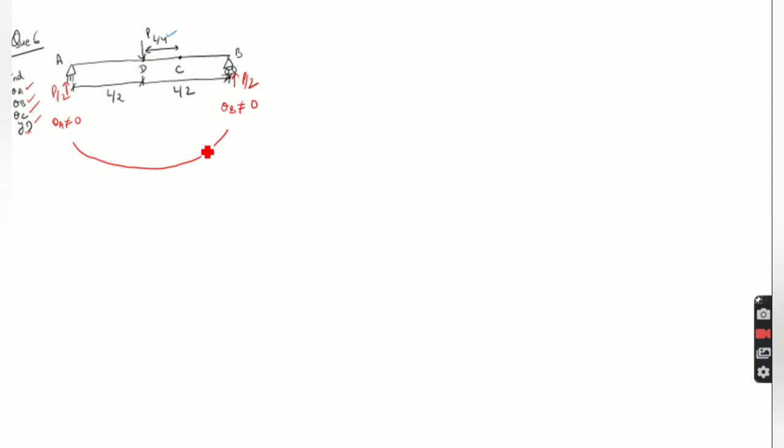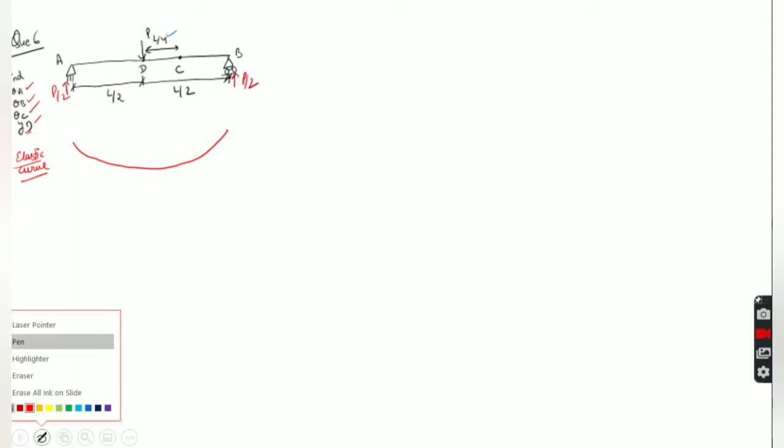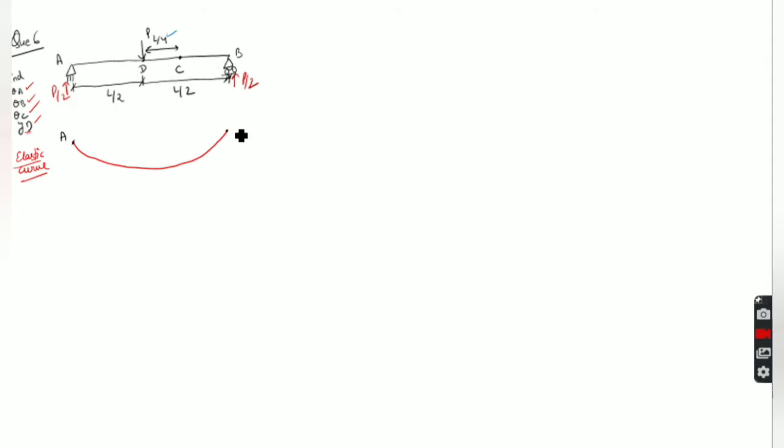So this is the elastic curve for the beam, right? Now I will mark these points. This is point A, B, the center point C, and this is the point C. Okay, center point is D. So I have marked these on the elastic curve.